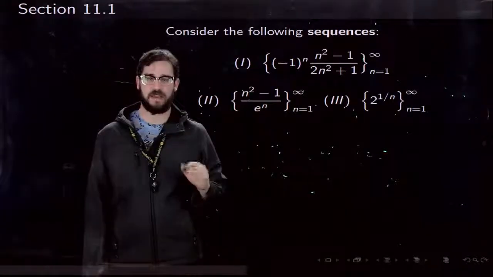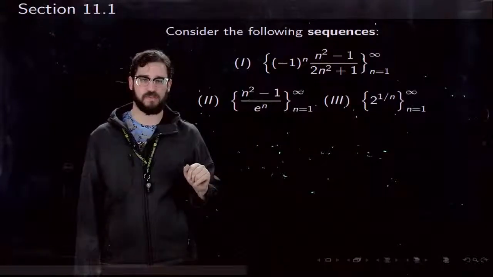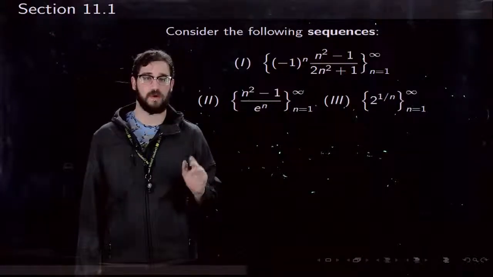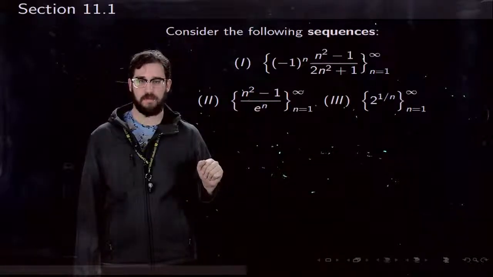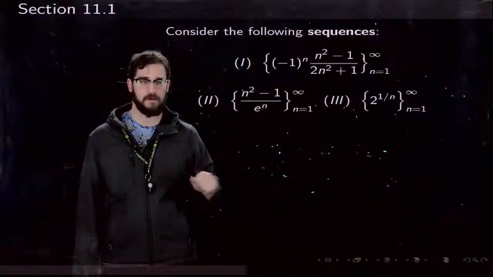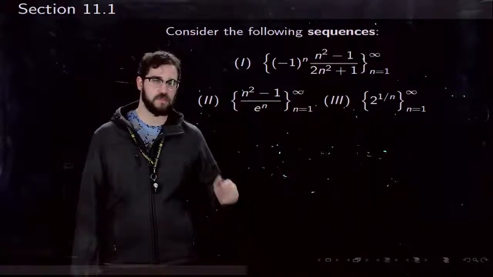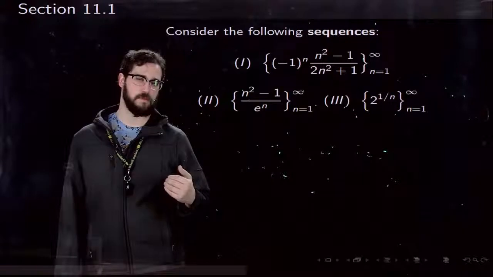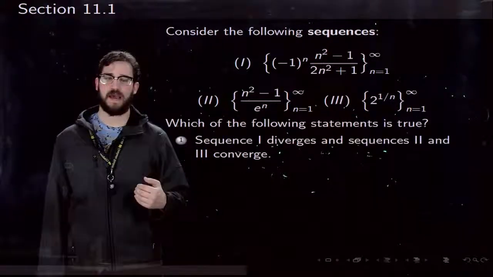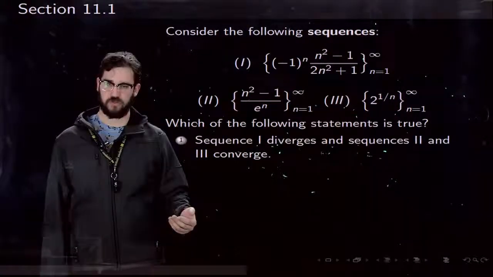We have negative 1 to the n times n squared minus 1 over 2n squared plus 1, right? We have n squared minus 1 over e to the n, and then we have 2 to the 1 over n. This is a prototypical exam question. We would be asking, which of the following statements are true?